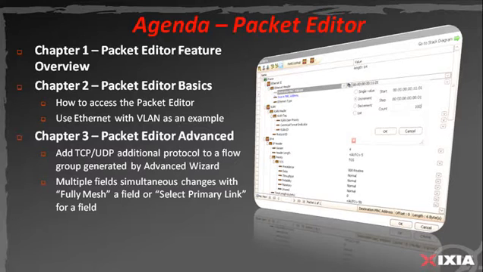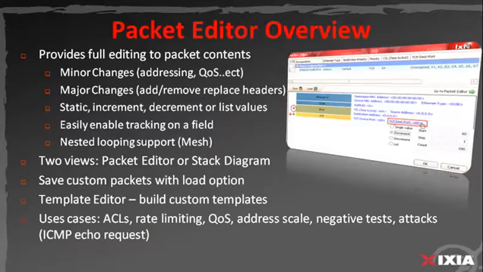Last, in Chapter 3, we'll look at the packet editor advanced features, including how to add additional headers like TCP or UDP on top of IP using the advanced wizard. And we'll look at features like fully meshed or select primary link to perform nested looping to increment various fields. We'll also take a quick look at the template editor, a powerful tool to add to the packet library.